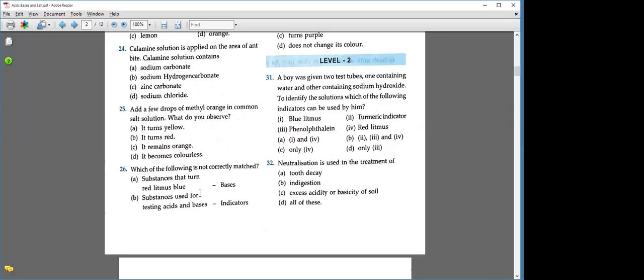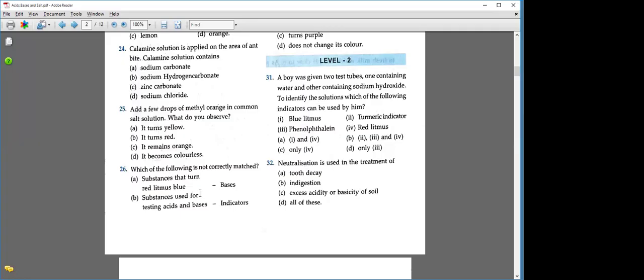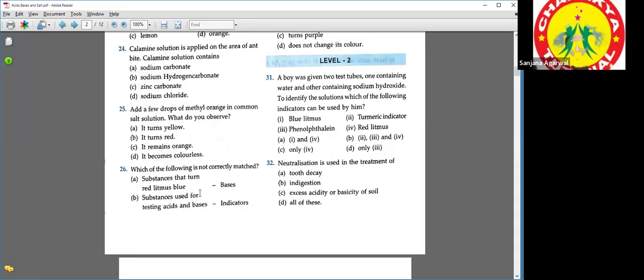Ma'am, can I read? Yeah, please, loudly. A boy was given two test tubes, one containing water and the other containing sodium hydroxide. To identify the solution, which of the following indicators can be used by him? Okay, water and sodium hydroxide is to be tested. Fine. Blue litmus. Sodium hydroxide is an example of what type of substance?